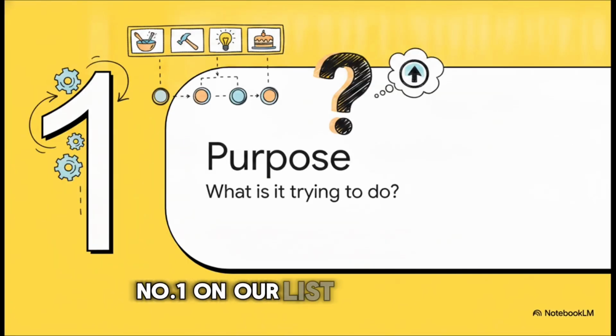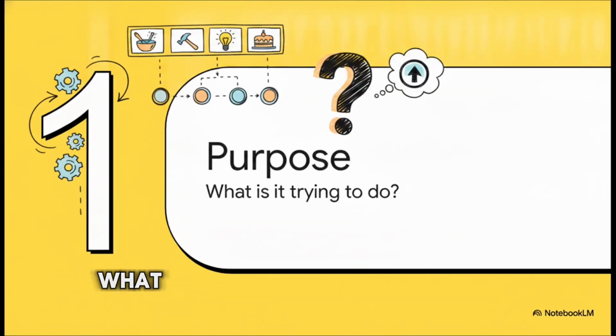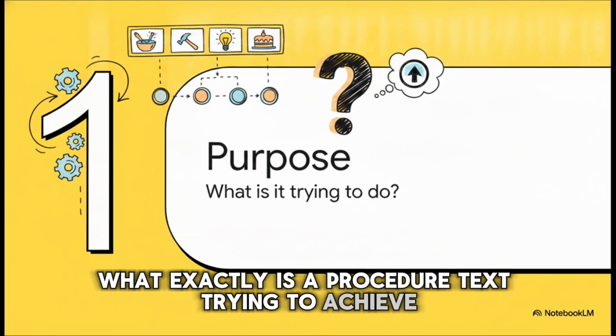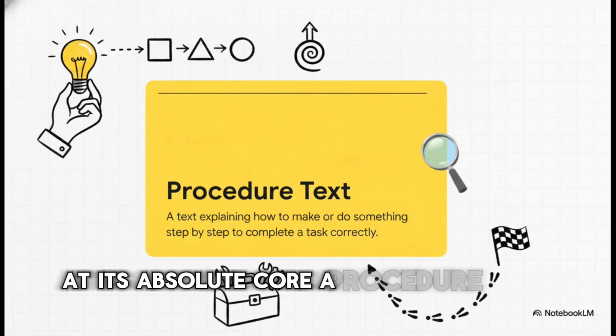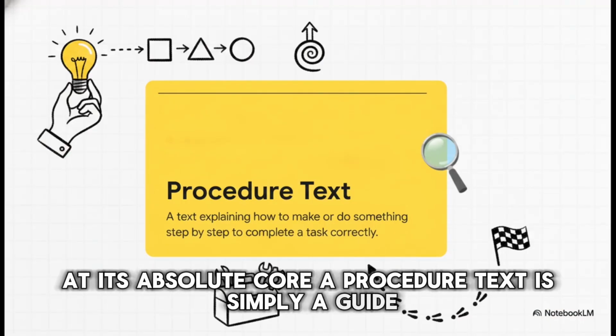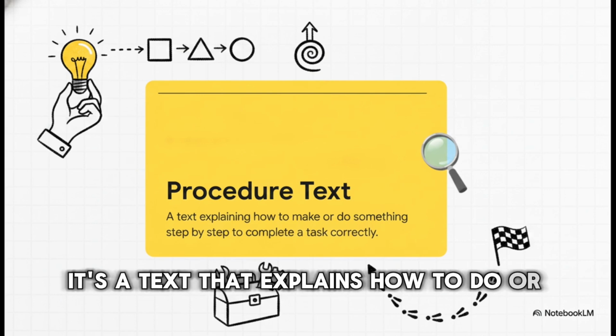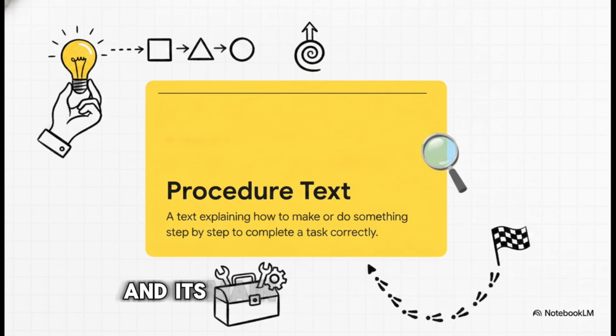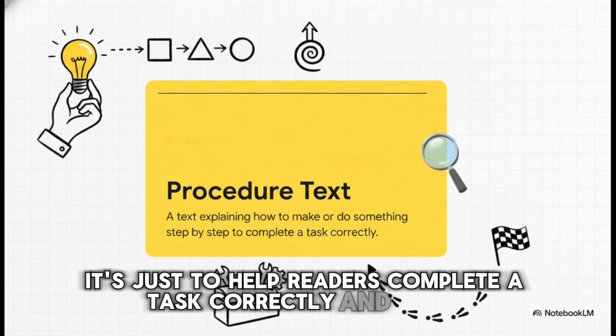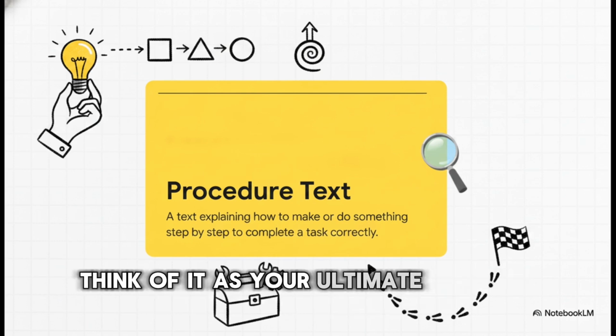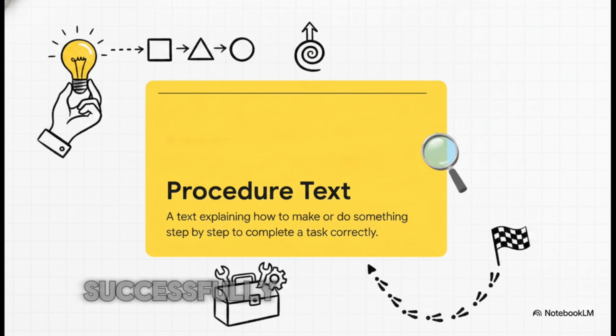Number 1 on our list, the purpose. What exactly is a procedure text trying to achieve? At its absolute core, a procedure text is simply a guide. It's a text that explains how to do or make something step by step. And its main goal? Super simple. It's just to help readers complete a task correctly and easily. Think of it as your ultimate guide to just getting things done successfully.